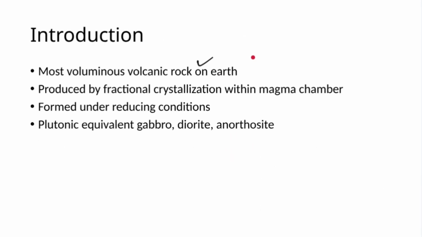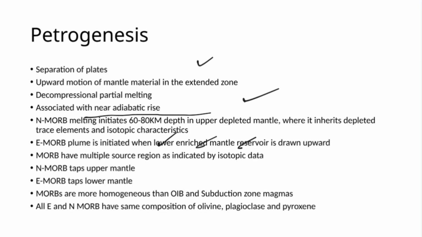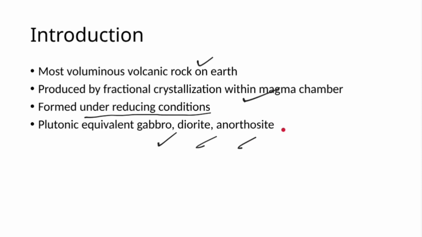Most voluminous volcanic rocks are produced by fractional crystallization within a magma chamber, formed under reducing conditions. So basalts basically are reduced in nature. The plutonic equivalent is gabbro-diorite, anorthosite, and there is no plutonic equivalent of anorthosite.